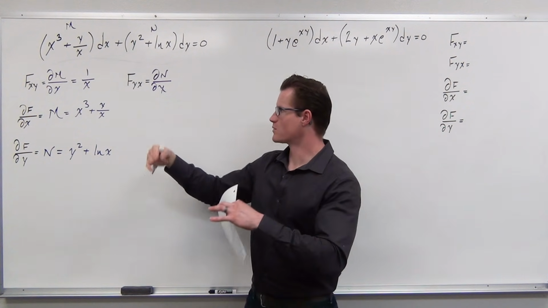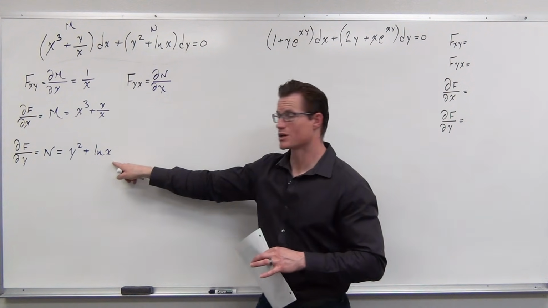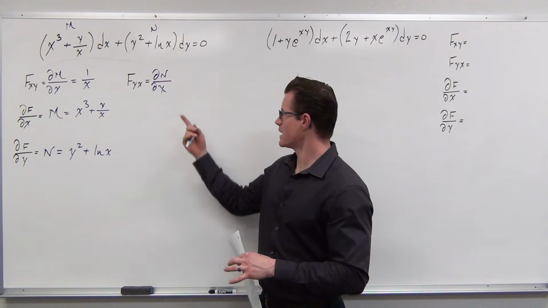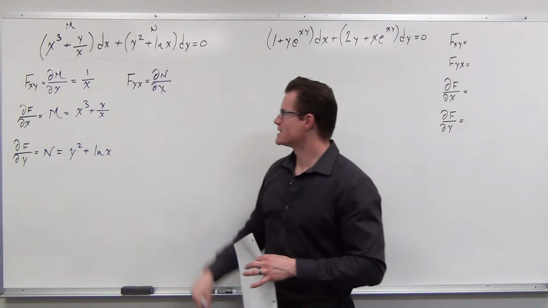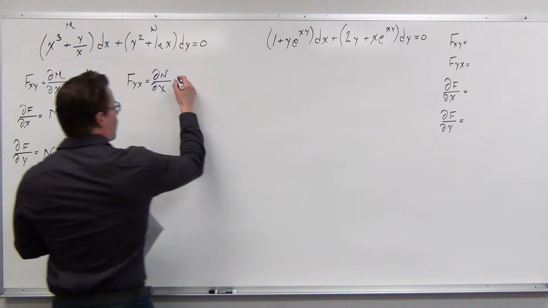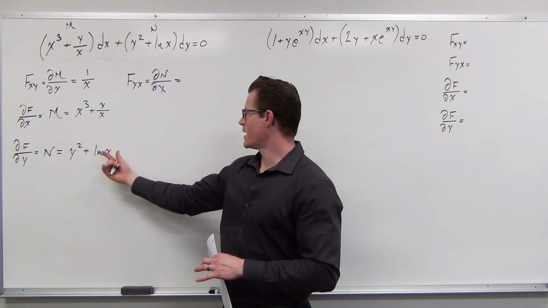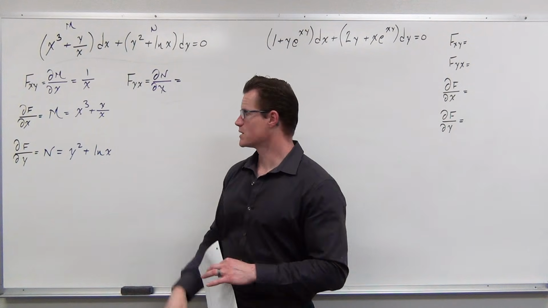Well, I said that wrong. The partial derivative of N with respect to x. This is already a partial with respect to y, so I want the partial with respect to x, a mixed partial, and that's fine. Just look at N, take it with respect to x. So all the y terms, that's a constant, that's gone. But the derivative of ln x with respect to x would give you 1 over x.